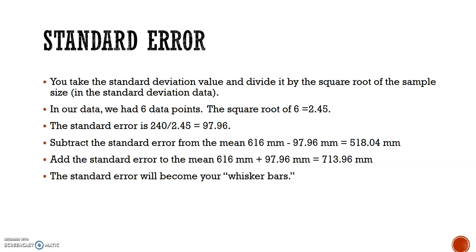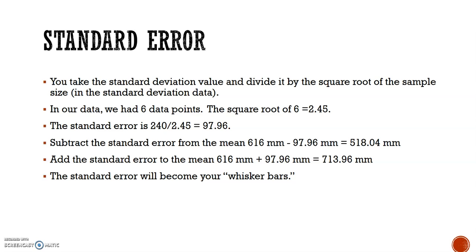Now the standard error: you take the standard deviation value, the last thing you calculated in the standard deviation calculations, and divide it by the square root of the sample size. In our data, we had 6 data points, and the square root of 6 is 2.45. The standard deviation is 240, so we divide 240 by 2.45, and that's 97.96. We subtract the standard error from the mean, that's 518.04, and then add the standard error to the mean, which is 713.96.